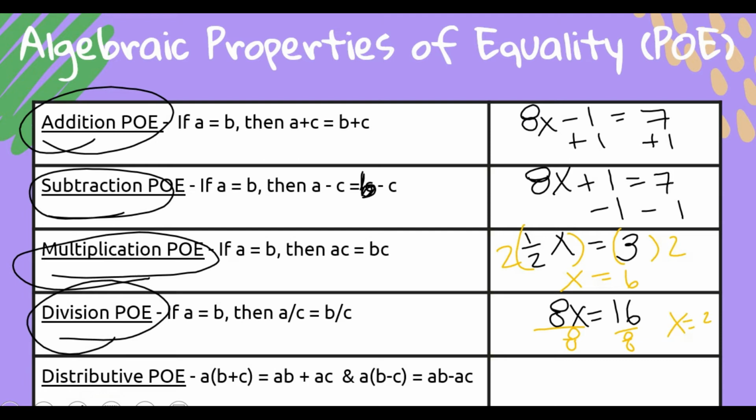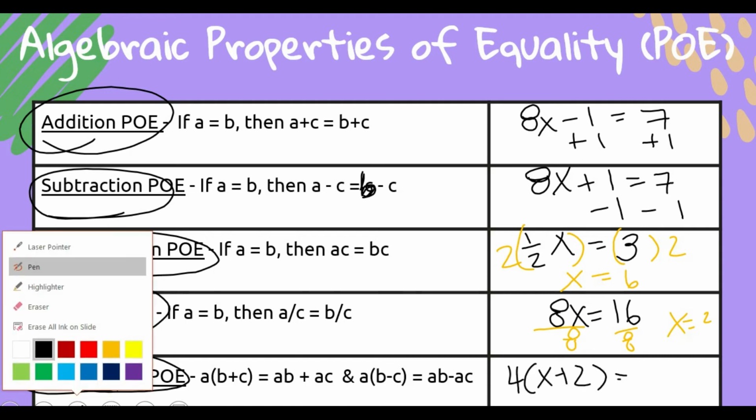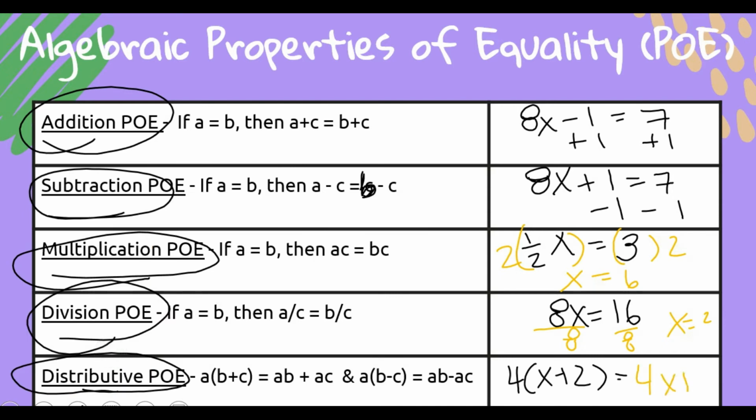And then the last property of equality on this slide is the distributive property of equality, and this states that A times B plus C is equal to AB plus AC. So that one's pretty self-explanatory. So if we have like 4 times x plus 2, then that's going to be equal to 4x plus 8. All right, I'm going to go to the next slide.